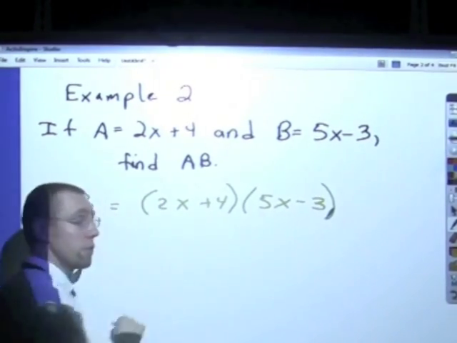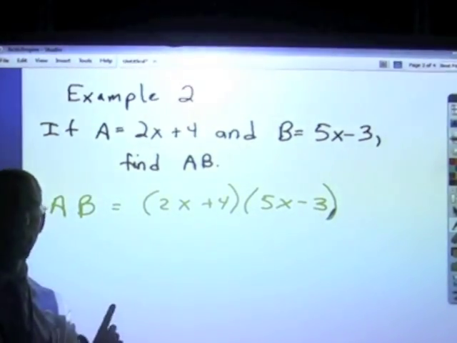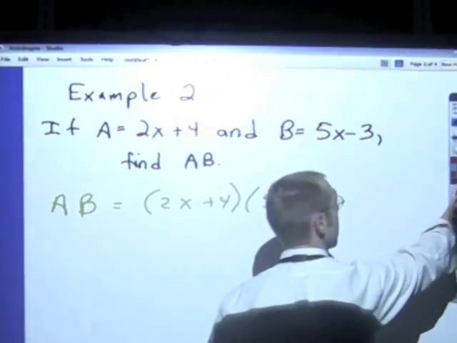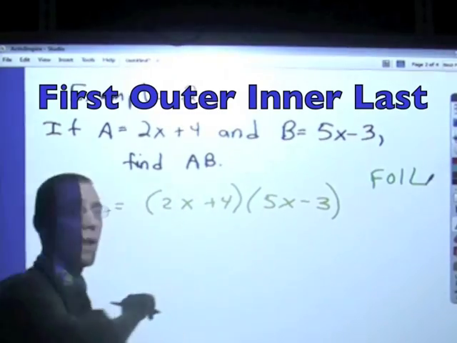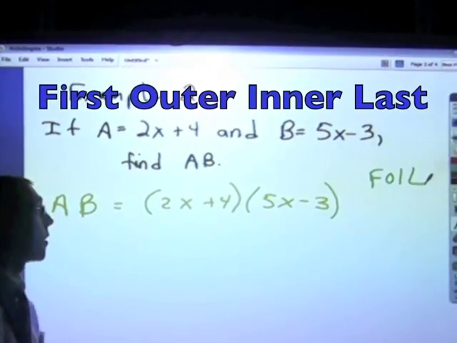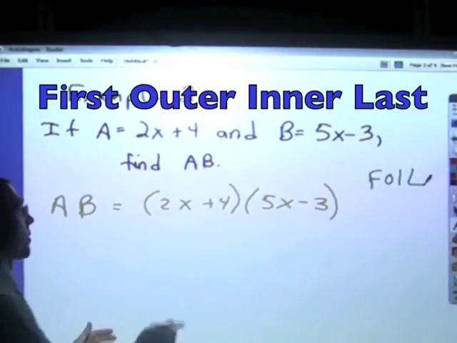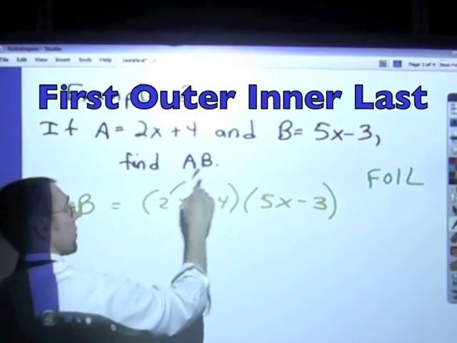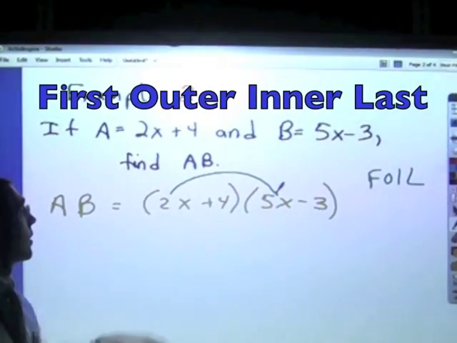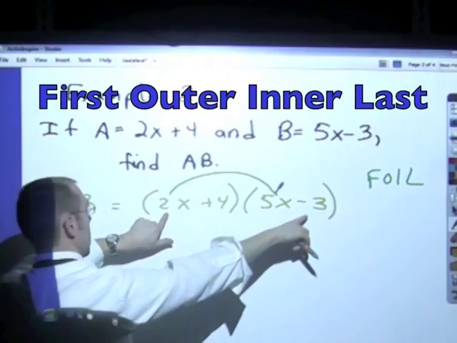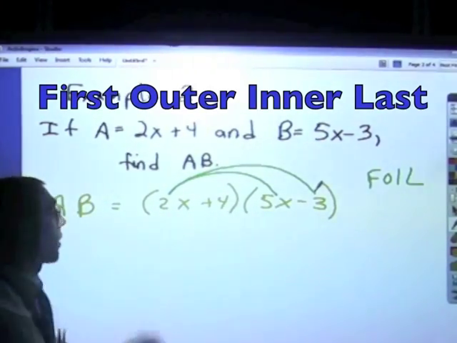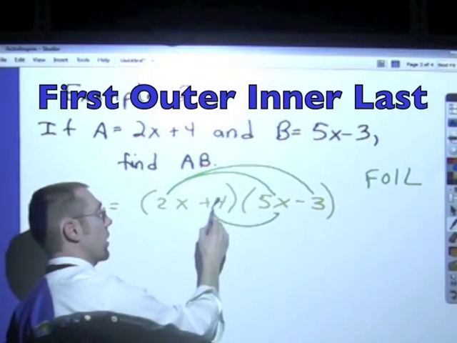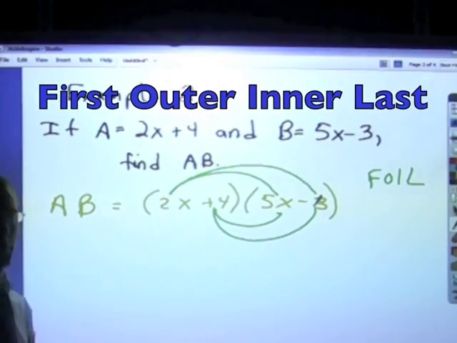Now, this would be the famous or the infamous, depending if you like math or not, FOIL problem, which is first, outer, inner, last, or first, outside, inside, last. So I recommend you draw your arrows. This is the first and this is the first, so we're multiplying those two together. Then we have the outside, which is here and here, 2x and negative 3. Then we have 4 and 5x and 4 and a negative 3.